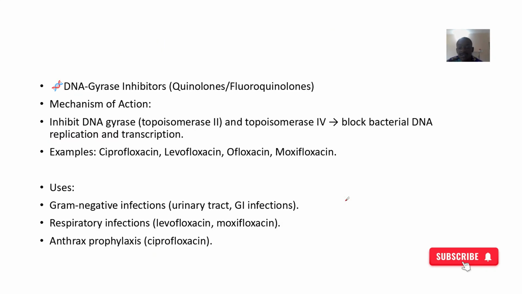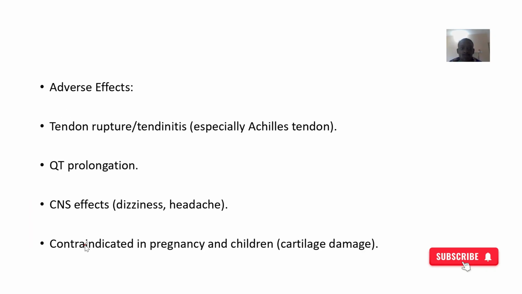The DNA gyrase inhibitors, different drugs like the quinolones, the fluoroquinolones. Examples, we have the popular drugs like ciprofloxacin, levofloxacin, ofloxacin, moxifloxacin. So they are mainly used in treating urinary tract infections, gastrointestinal tract infections, respiratory tract infections, and all of that. Adverse effects can cause tendon rupture, tendinitis, QT prolongation, and can cause effects on the central nervous system.